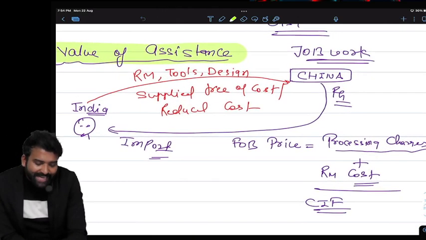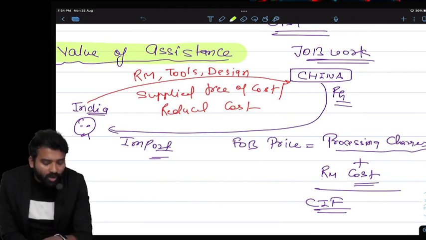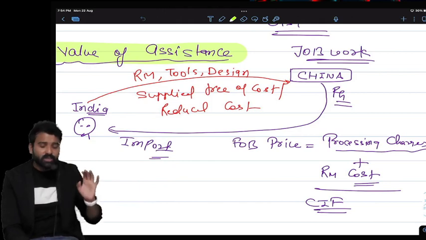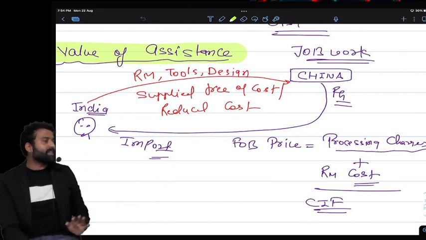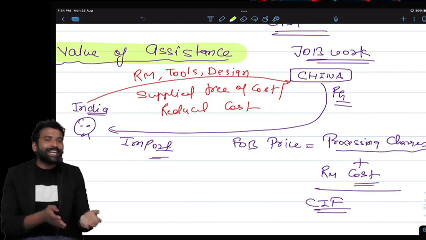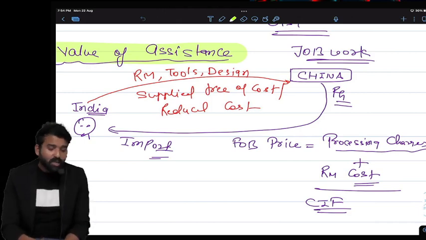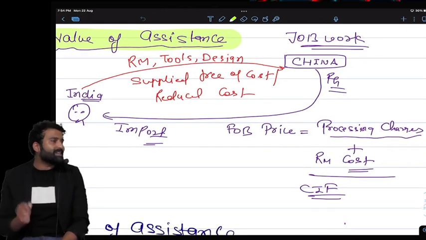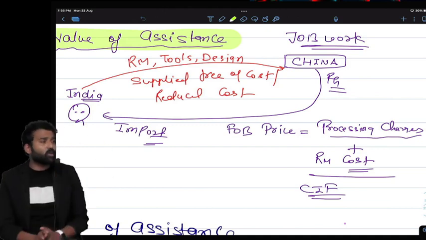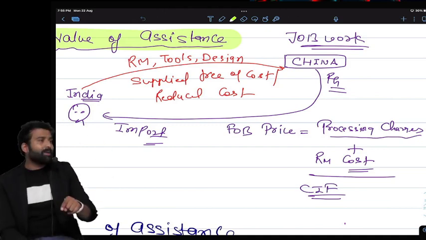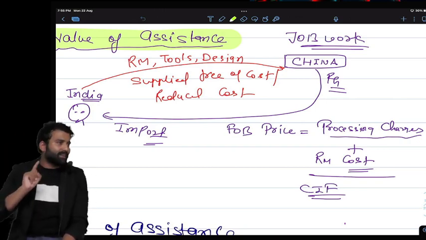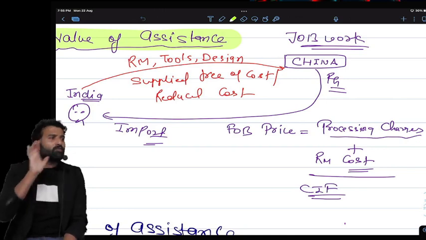If I am sending the raw material, tools, or design free of cost to the Chinese job worker, of course when he is sending me the finished goods, his price will not include the price of the raw material, because I am sending the raw material free of cost. So when he is charging the price, he will be taking only the processing charges from us. He is not charging the money for raw material, but that raw material cost will be added again.